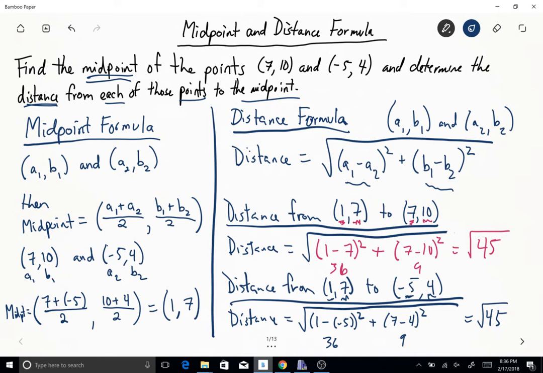But the main takeaway from here: make sure you know your midpoint formula, make sure you know your distance formula and how to use it, right? That's what I'm trying to illustrate there.